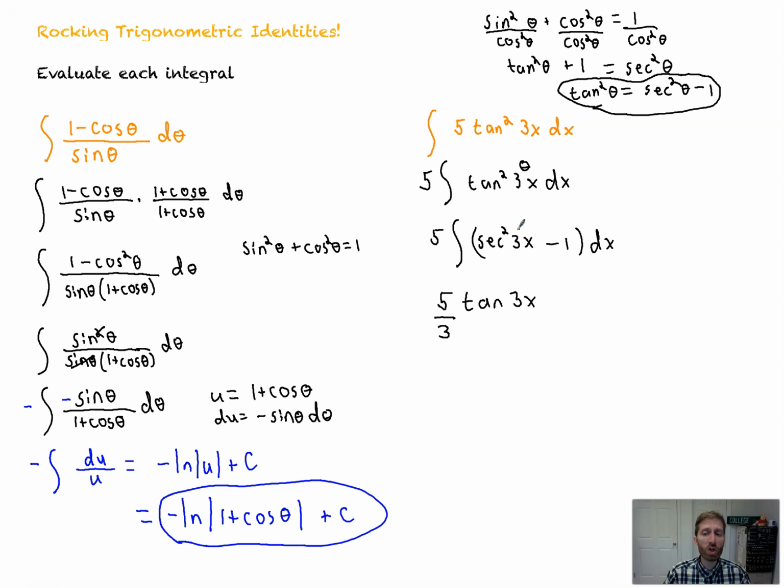Some of you might use u substitution and let u equal 3x here, and that's fine too. But again, the derivative of tangent 3x is secant squared 3x times 3. There is no times 3 here, so we got to divide by 3 to balance out that 3 that would come out. Minus, keep in mind that 5 goes with this 1, 5 times x, because the integral of 1 is just x times the 5 plus c. What a cool manipulation.